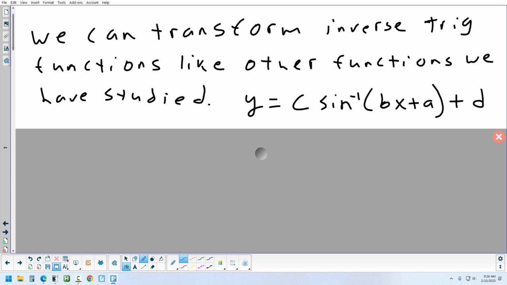I'm not sure. Michael, can you help him out? It's a horizontal reflection. Yep, good. That's a horizontal reflection, or you could also say reflect over the y-axis. Okay, so that's B.